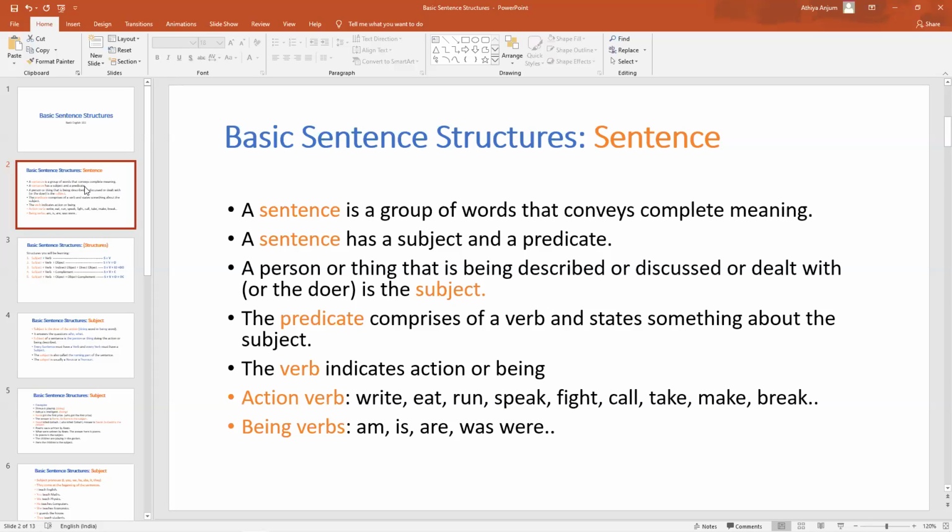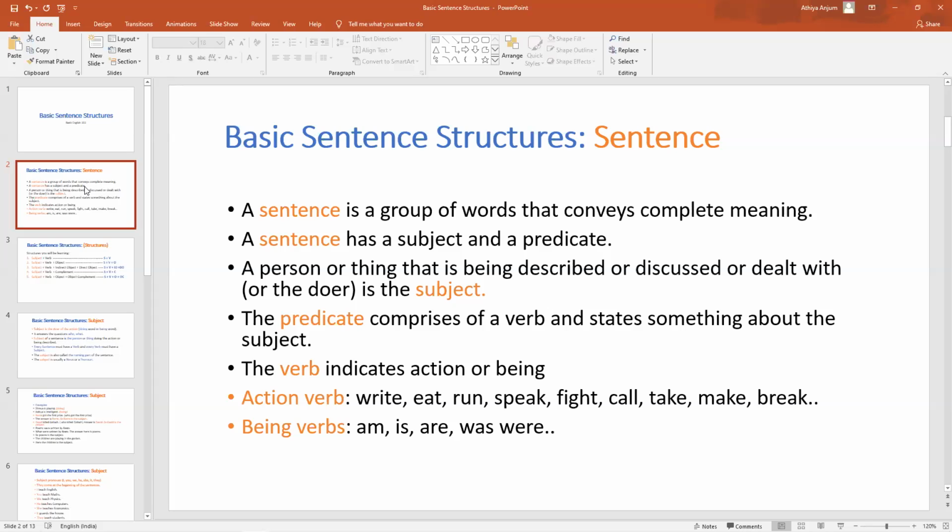So you also call the subject the doer. The subject is the doer. He does something. The predicate comprises of a verb and it states something about the subject. They're related. The subject and the verb in a sentence will be related. The verb will state something about the subject, what the subject is doing, how the subject is. So here we'll be using the verbs.